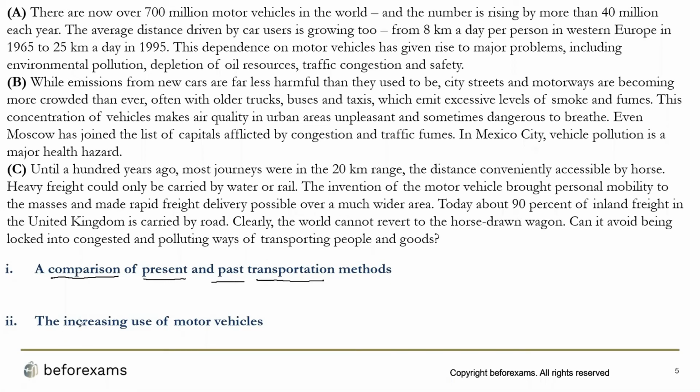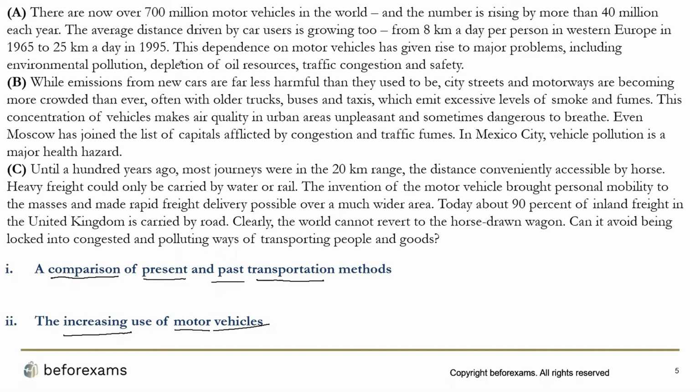Now, in the second, the increasing use of motor vehicles: increasing and motor vehicles, right? So let's look for these keywords or their synonyms. Let's look for the first one here. Okay, there are over 700 million motor vehicles in the world, and the number is rising by more than 40 million every year. The average distance driven by car is growing. Just give me a moment.